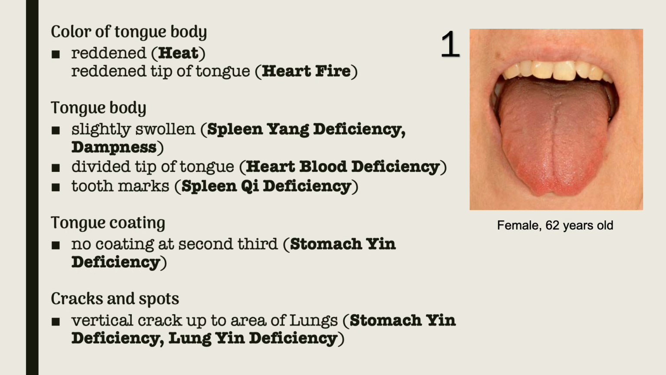Tongue coating. There is no coating at the middle third or the second third of the tongue. So that means we have stomach yin deficiency. Now let's take a look at the cracks and spots. You will notice a vertical crack extending up to the area of the lungs. So this would be stomach yin deficiency and lung yin deficiency.